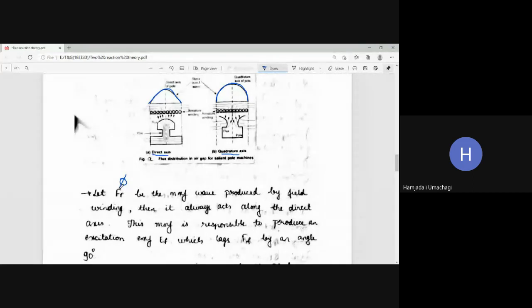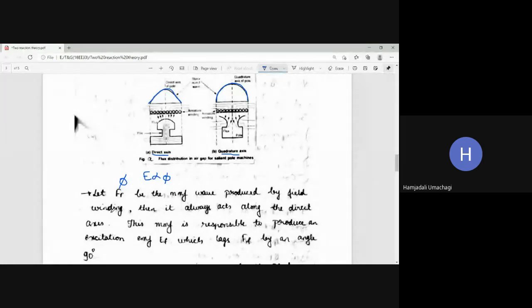It is nothing but what? Flux. Yes, and we know that this flux gives us what? Voltage, because voltage is directly proportional to the flux. So the more the field current or the field MMF, the more the voltage. Because of this MMF wave, you are observing there will be what? Induced EMF.